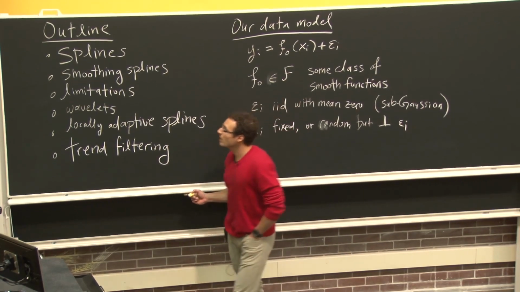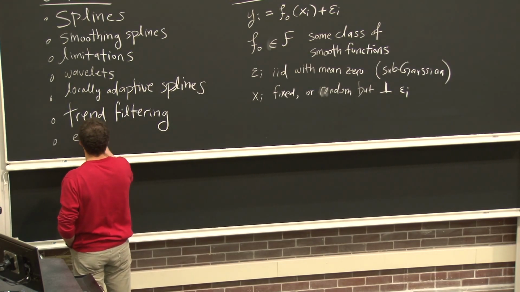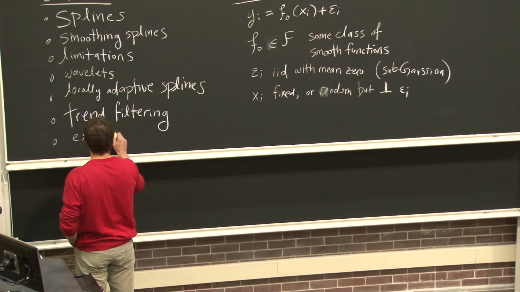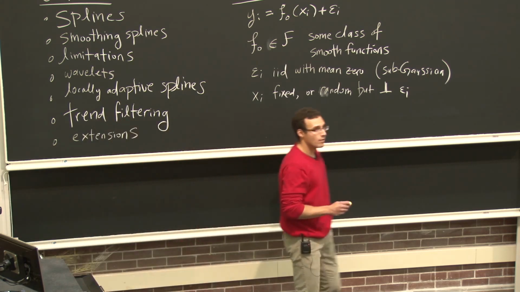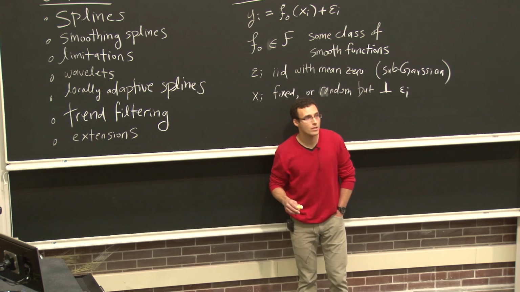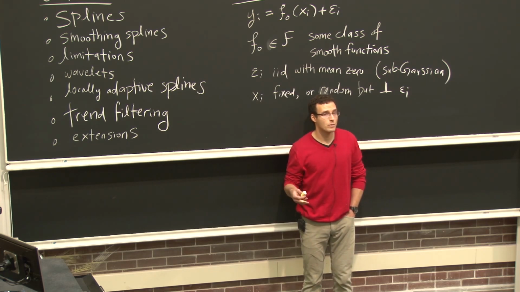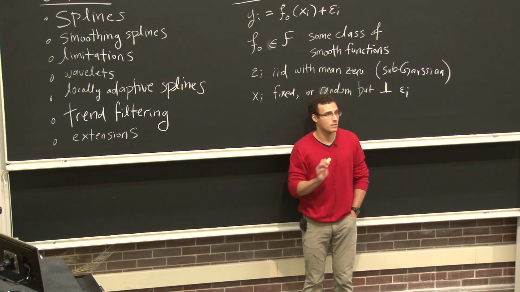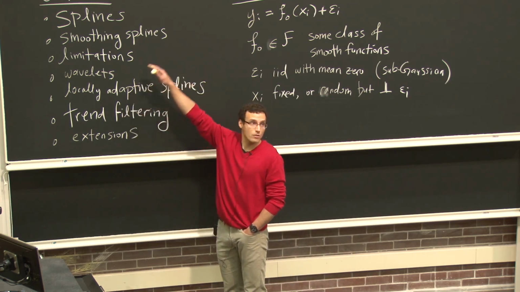And then if we have time, we can talk about some extensions. I'm not sure that we'll have time for that. But there are a number of things we could talk about, like additive models with nonlinear smoothers, higher dimensional smoothing, smoothing over graphs. We could maybe just pick one of those topics and talk about it a little bit. So far, all of this is going to be in the univariate setting.